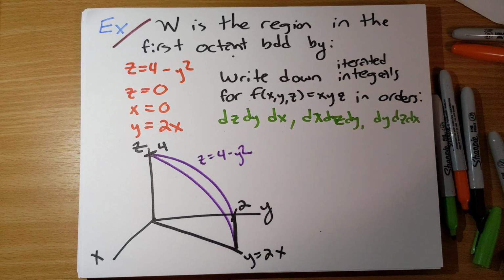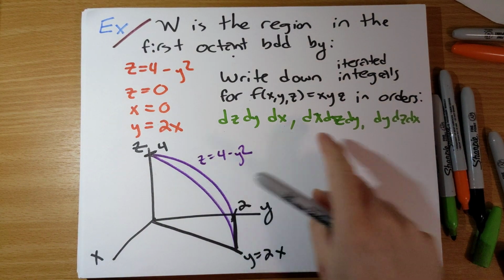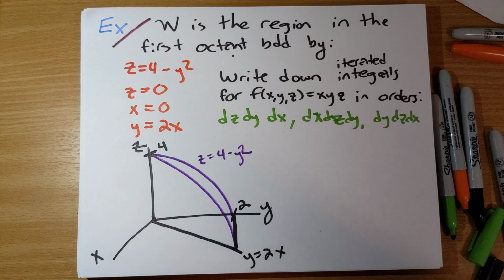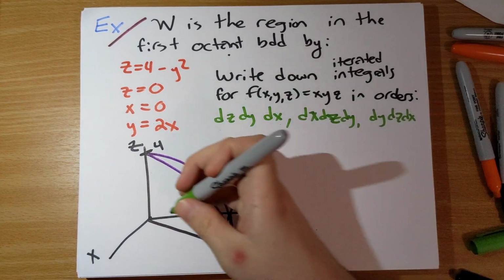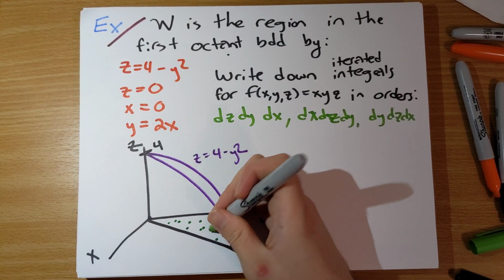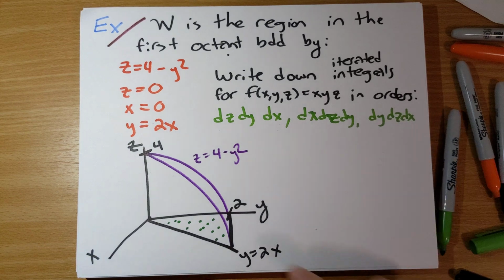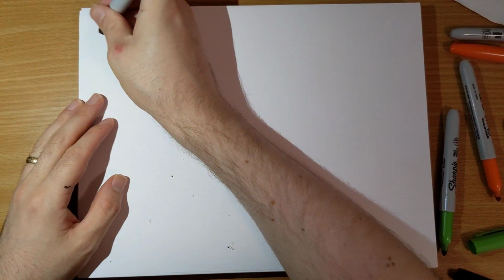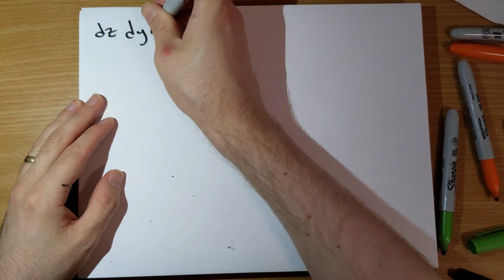Okay, so let's start off here, dz, dy, dx. So first we integrate with respect to z, then y, then x. We want to think about projecting this 3D region into the xy plane. So the region that we integrate over in the xy plane is this triangle down here, where I'm putting these green dots. So what do we end up with? dz, dy, dx.